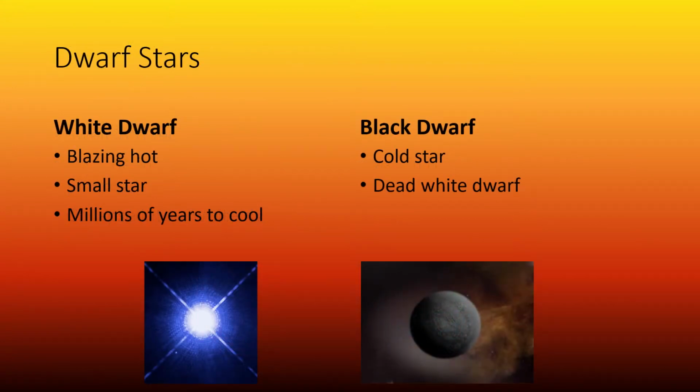Now, our dwarf stars, we have two types. Thankfully, they're named very easily. We have our white dwarf. They're blazing hot. They look white. It's going to be a very small star, and it takes them millions of years to cool off. Eventually, it will become a black dwarf, called black because it's no longer giving off light. It's a cold star, and it's our dead white dwarf.